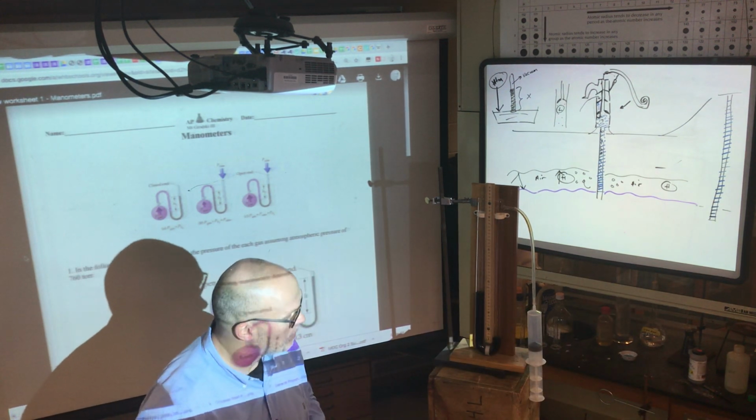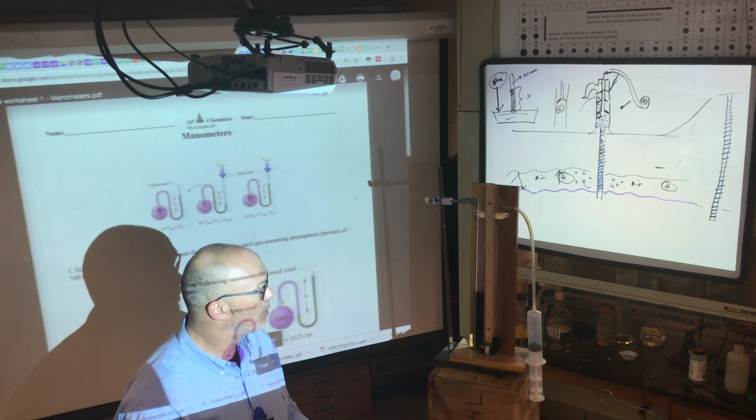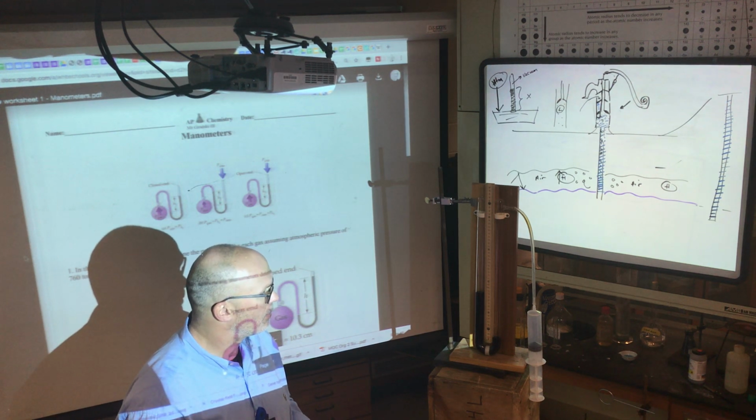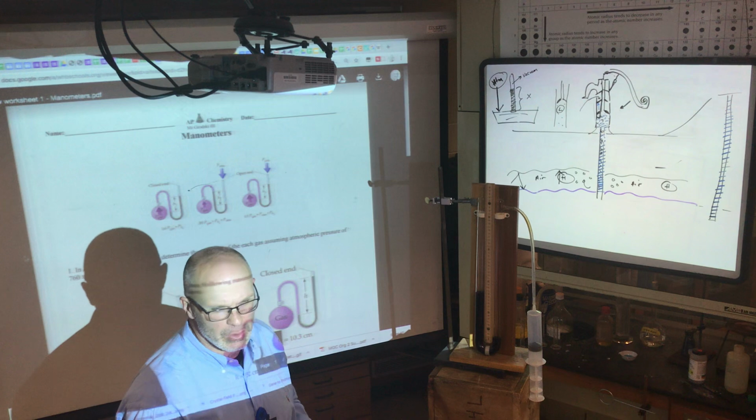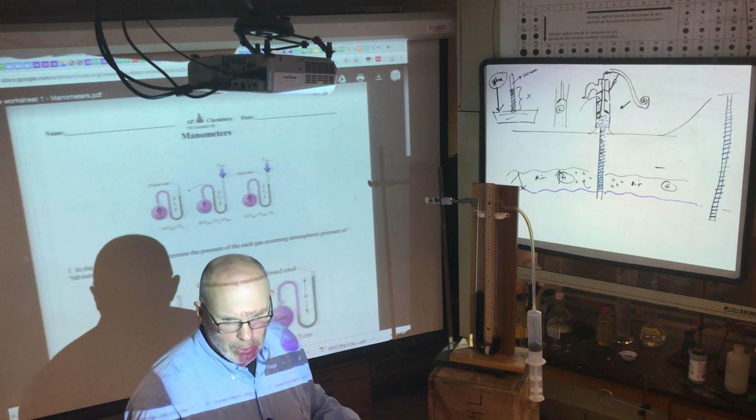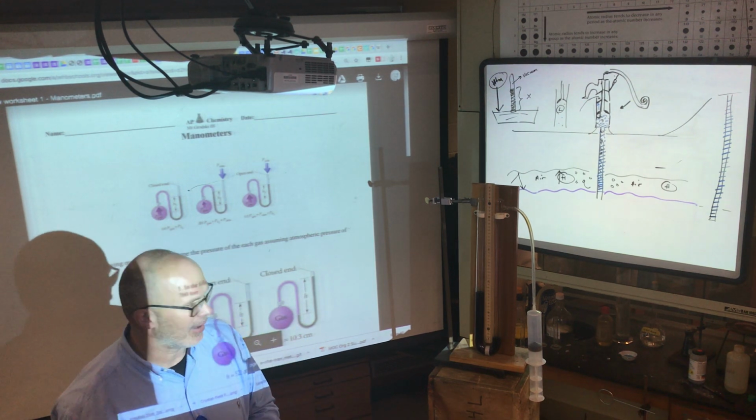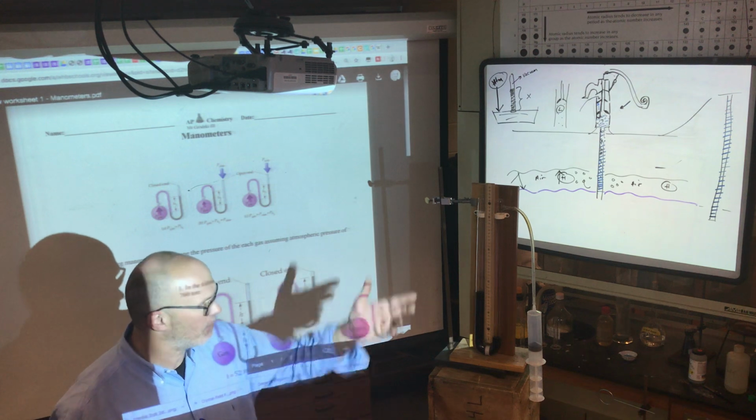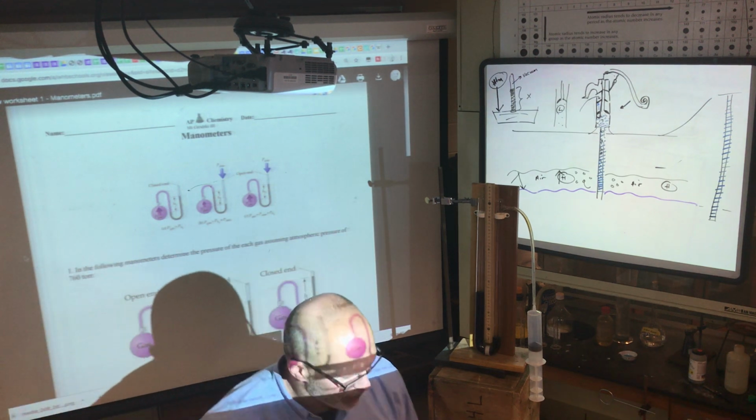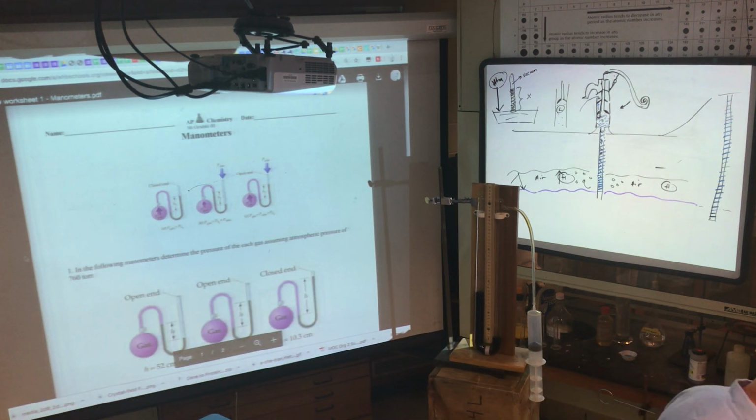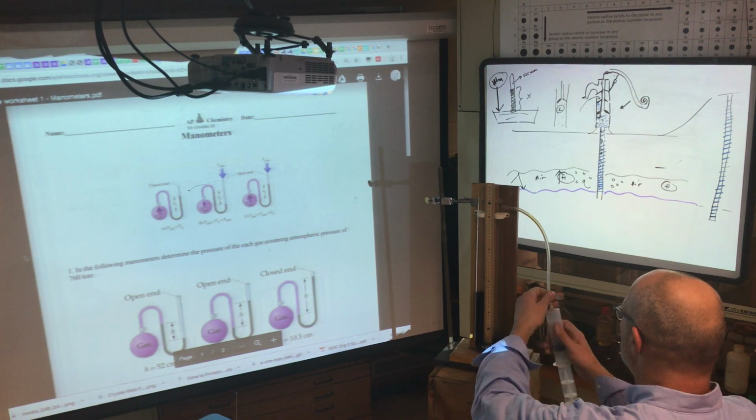Yes? If you push that far enough, would you be able to make the liquid appear as if it was levitating? Yes, I could do that, but then I lose the idea of how much liquid I'm supporting. Yes, I mean, if it was a high enough pressure, I could throw it out the other end. Please don't do that, okay? All right, so in any case, that's how a manometer works.